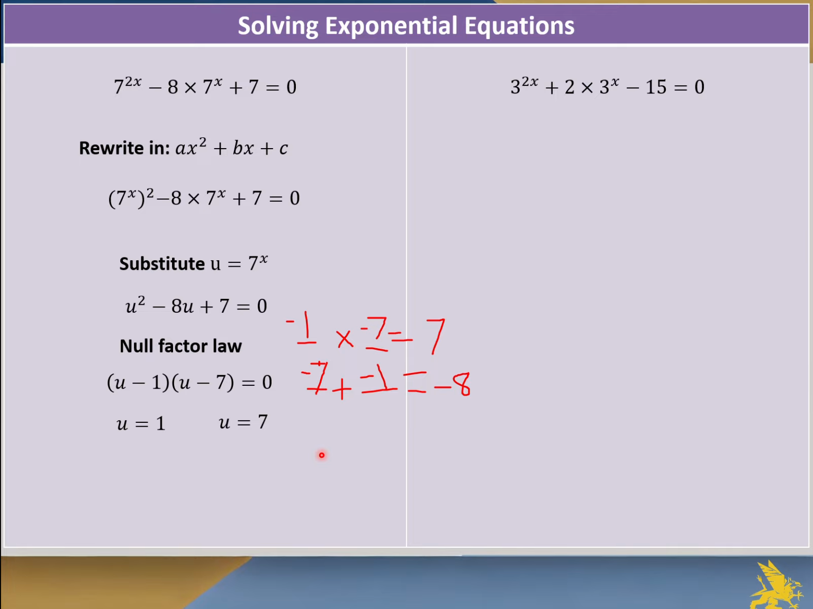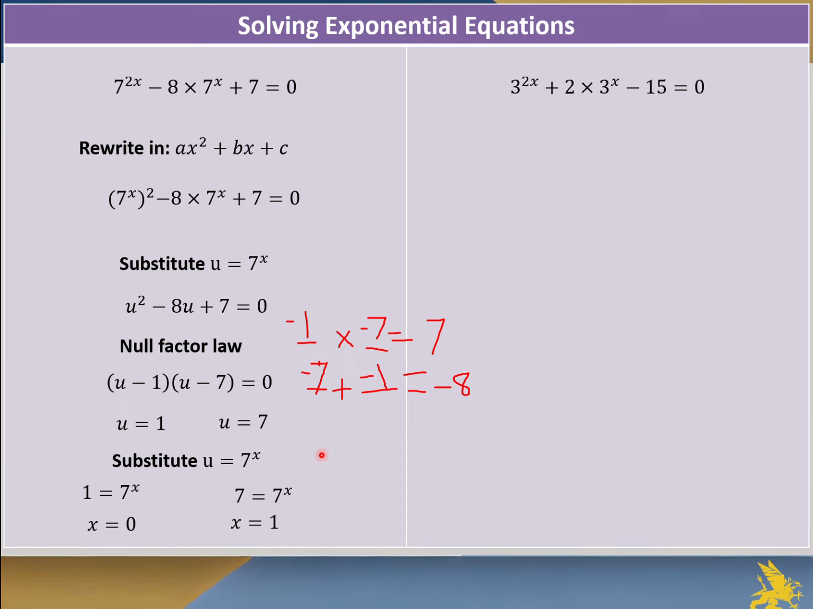But we need to go back to what u is actually worth. So we know u was equal to 7 to the power of x. So I'm saying 7 to the power of x is equal to 1 and 7 to the power of x is equal to 7. That gives me two clear answers. X must equal 0 and x can equal 1.